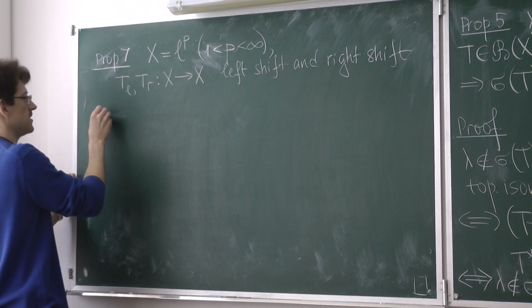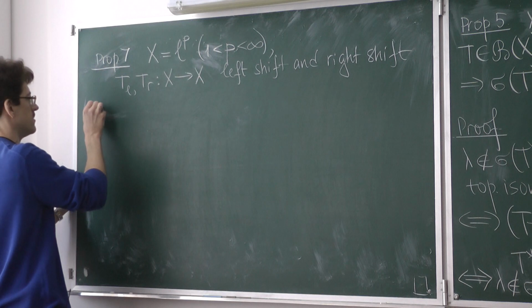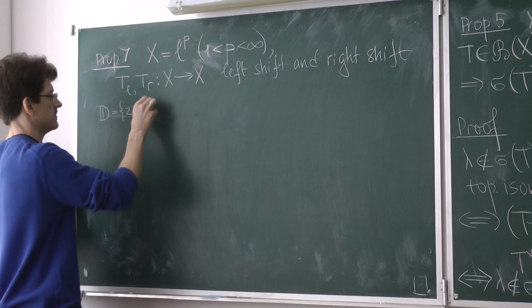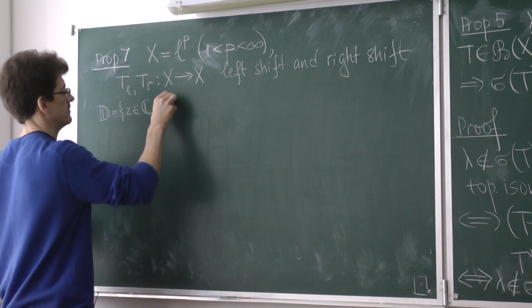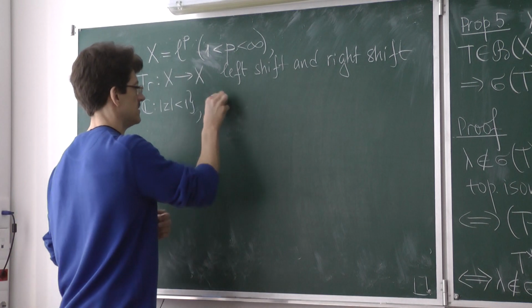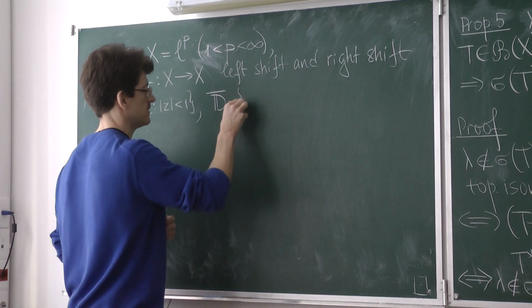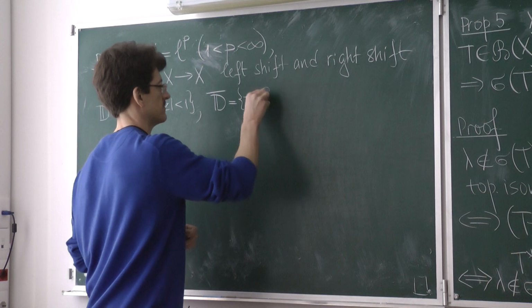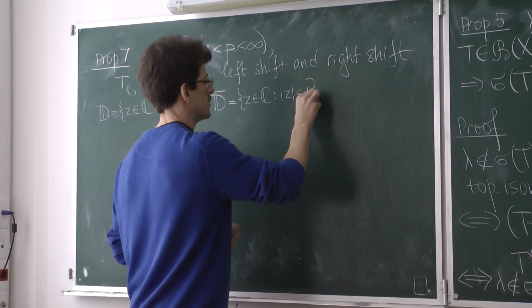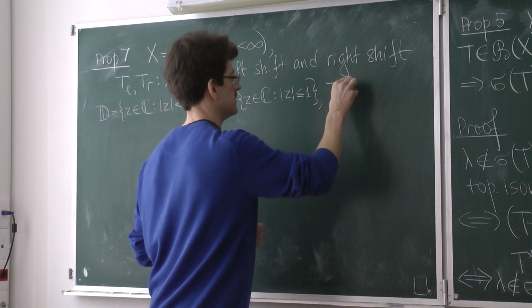Let's introduce some notation. Let's denote by bold D the open unit disk on the complex plane, centered at 0. We denote by D bar the closed unit disk on the complex plane. This is the closure of D. And as before, we denote by bold T the unit circle.